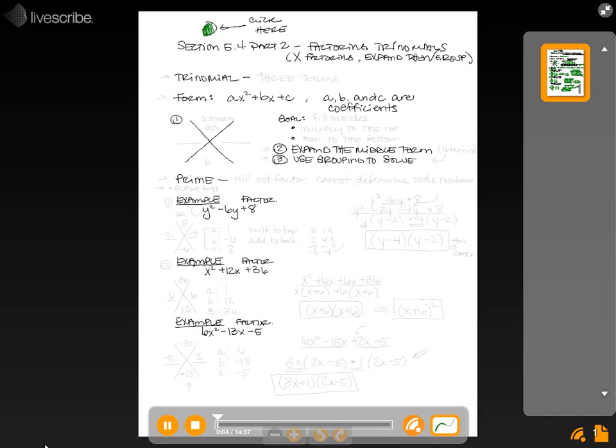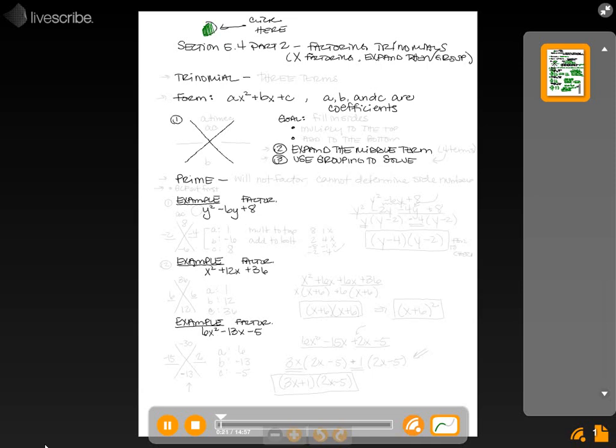Alright, these are our notes for section 5.4, part 2 on factoring trinomials. Now, there's two different ways to say this, the types of method. They mean the same thing. The first one is called X factoring, and the second one is called expand then group.